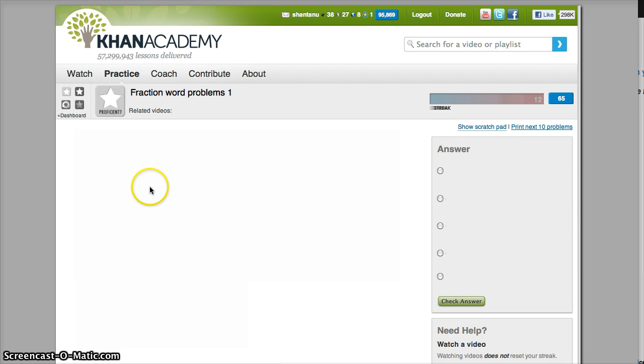Fraction word problems number one. For this one, it's actually going to be pretty simple word problems. And I hope we don't already have an exercise on this. I didn't see one. But it's basically going to be simple word problems where the problem is really just the equivalent of adding and subtracting fractions with like denominators.